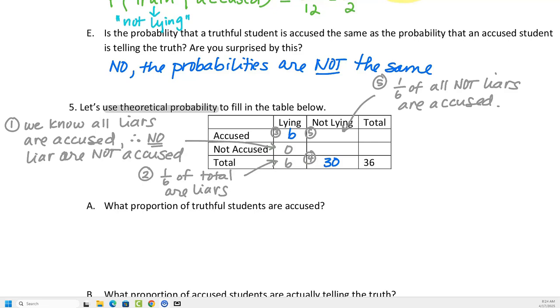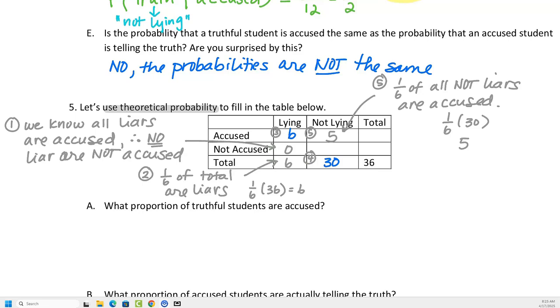And so that means that was a 1 in 6 chance because there's 6 sides to the die. There was only one option, the 6. And so there was a 1 in 6 chance. So 1/6 of all not liars are accused? Well, that would be 1/6 of 30, which is 5. By the way, this here was 1/6 of 36, which was 6. Okay, are we good with that?